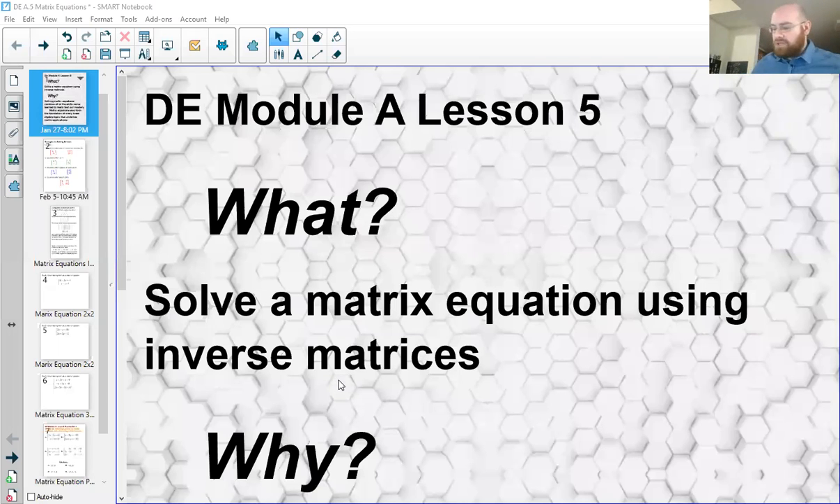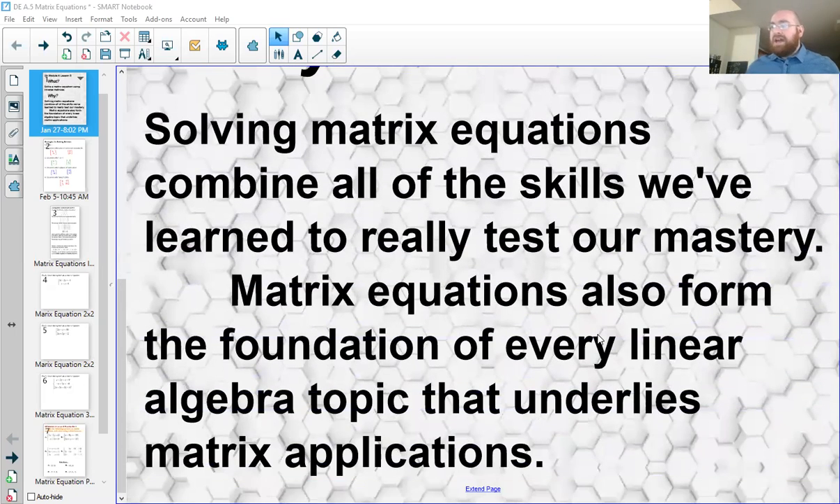We want to solve matrix equations using inverse matrices. We haven't spoken about matrix equations thus far, but they're remarkably what they sound like, an equation of matrices. And the reason behind this is solving matrix equations combines all of the skills we've learned to really test our mastery of the individual concepts, but it also forms the foundation of every linear algebra topic that underlies matrix applications.